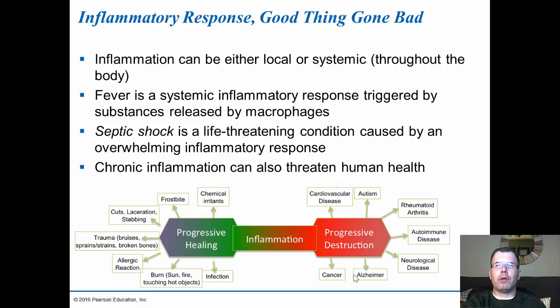Alzheimer's is one of those things that, again, they think is due to inflammation of the nervous system. And then cancer as well, because again, you get this outgrowing of cells, a lack of response or surveillance, and so that can lead to problems as well. So inflammation can be good, but too much of a good thing can be bad.